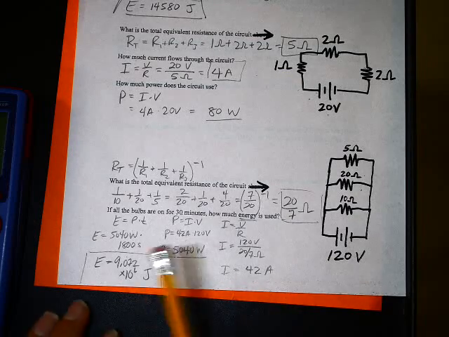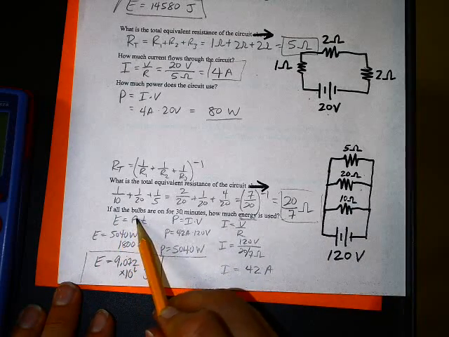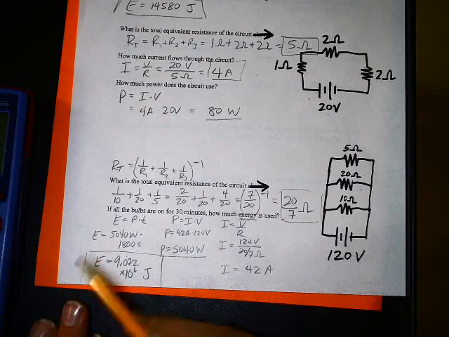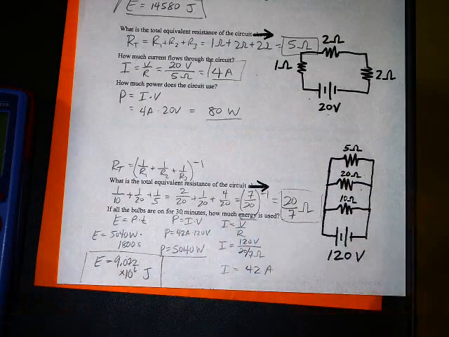Alright, so sometimes you have to work backwards like that. So you know you have to find energy, but you might not know power. So okay, we can find power, but you don't know current, okay, we can find current first. So you kind of have to go back a little bit to redo what you need to do.